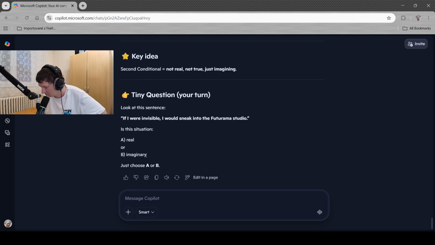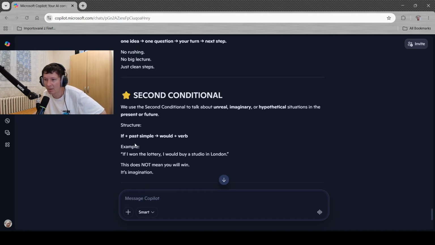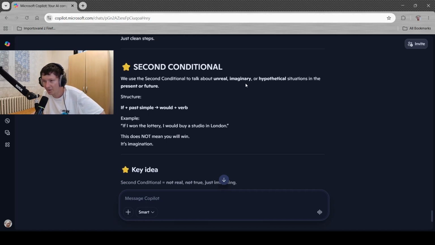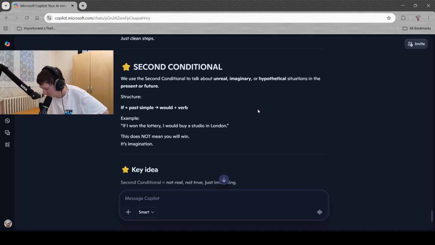And continue with the third one. Yes, we can simply move on, because we know that the second conditional has to be if plus past simple plus would plus verb. Example: if I won the lottery, I would buy a studio in London. Yes, it's totally unreal, imaginary. Okay. And here is the third one.